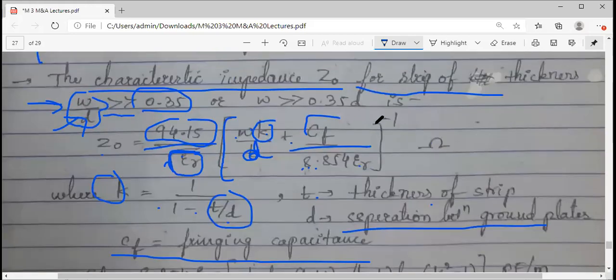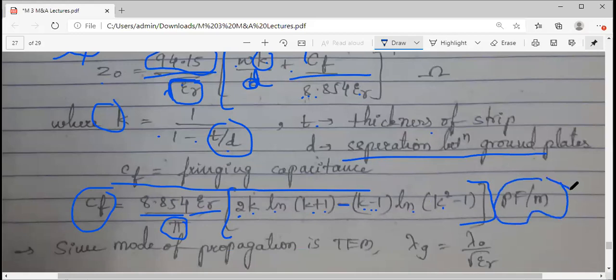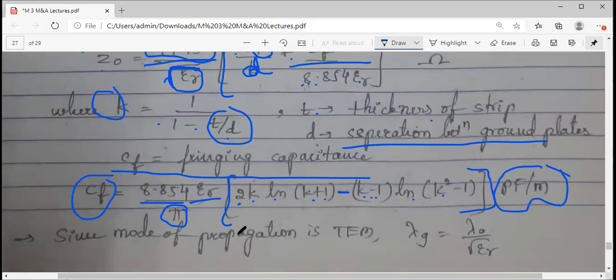And further here, how the CF equation is obtained, we don't know. So what is CF? CF is 8.854 epsilon r by pi into bracket 2k ln of k plus 1 minus k minus 1 ln of k square minus 1. So this is the fringing capacitance formula in case of shielded strip lines. You can see I have calculated this capacitance per meter. Coming to the transmission line theory, we have taken this per meter, picofarad per meter.